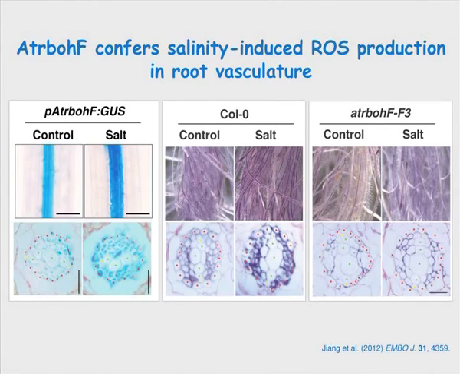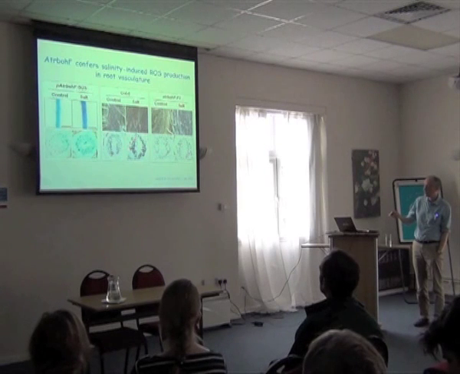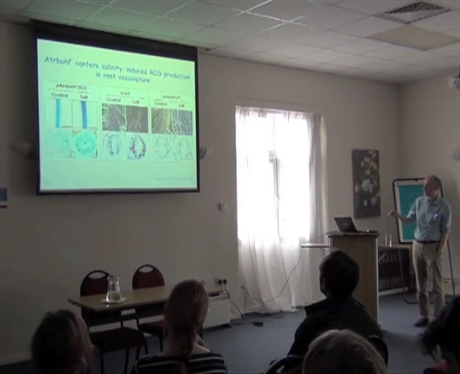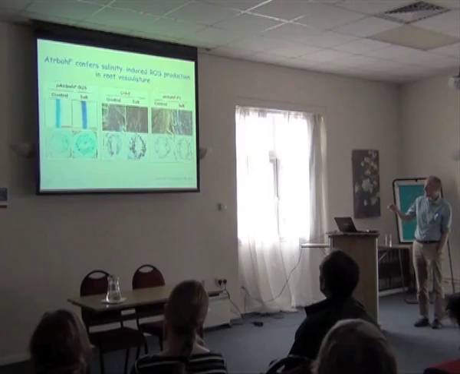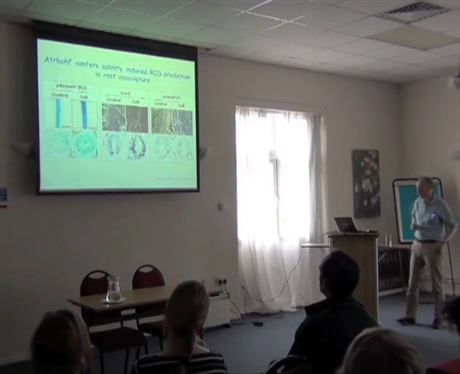Now, what happens if you do that in our mutant that lacks A2RBOHF? Well, first of all, you see much reduced ROS signal in the control, but most significantly, you now have much reduced ROS induction by salt. So here's a control. Salt induces ROS in the root vasculature. In the mutant lacking the A2RBOHF enzyme, you don't get an increase in that ROS.